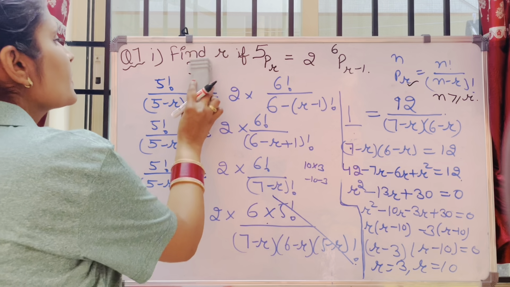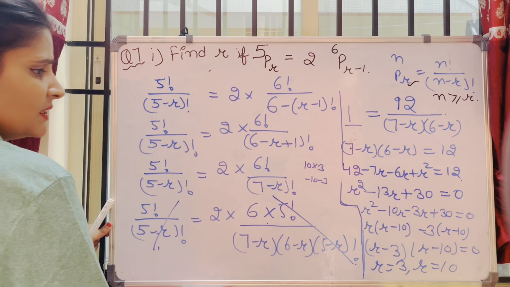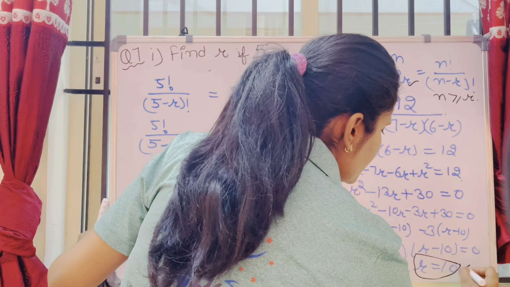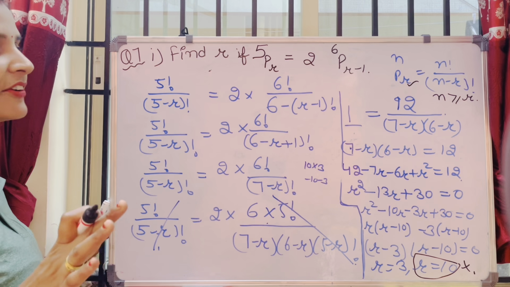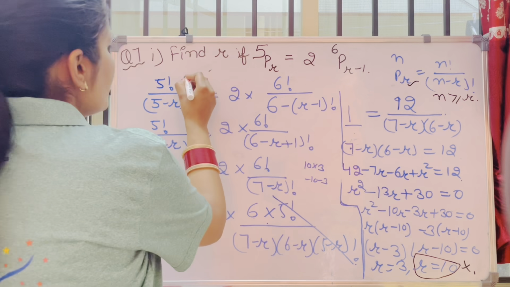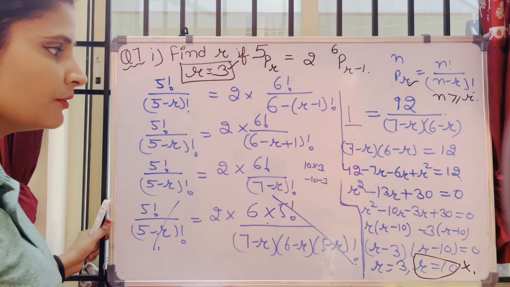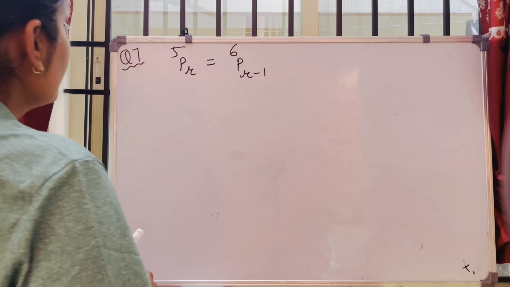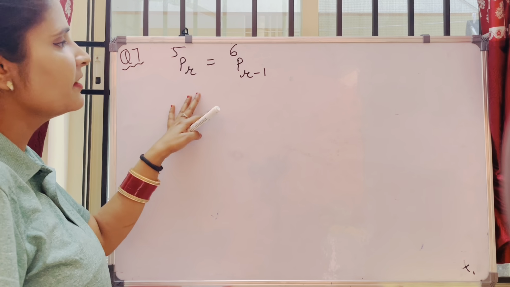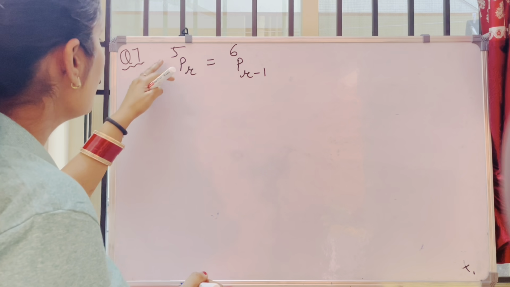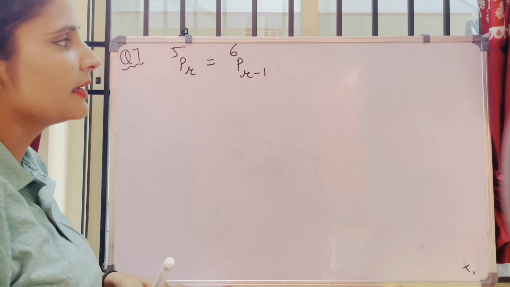So r equal to 10 is neglected because r can't be greater than n. So therefore r equal to 3. So this is the value of r. Right? So 7th question, second part: find the value of r if 5Pr is equal to 6P(r minus 1).